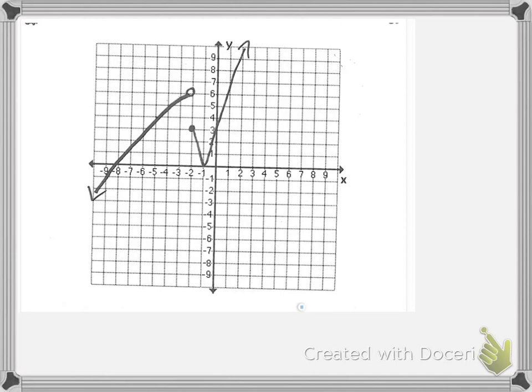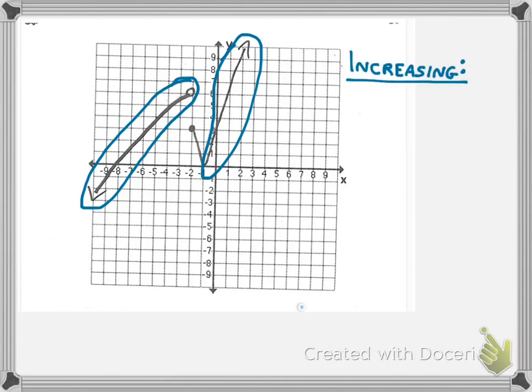So we have this function here. We just need to notice what intervals of the graph are rising from left to right. So we see this one here, and we see this one here. So now all we have to do is record these intervals. So these domain intervals are from negative infinity to -2, and from -1 to positive infinity.